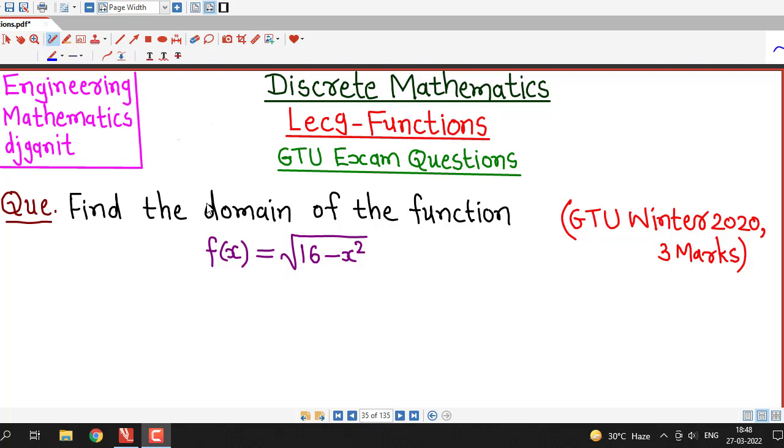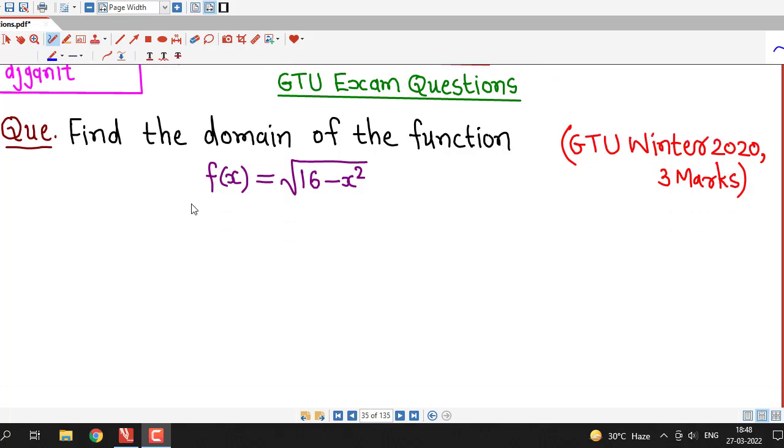In this lecture we will discuss two questions on functions which were asked in GTU exam papers. So first we consider this question. Find the domain of the function f(x) equal to square root of 16 minus x square. This question was asked in GTU Winter 2020 exam.